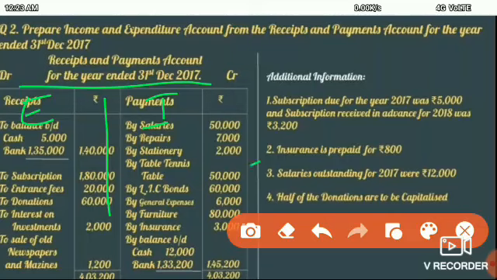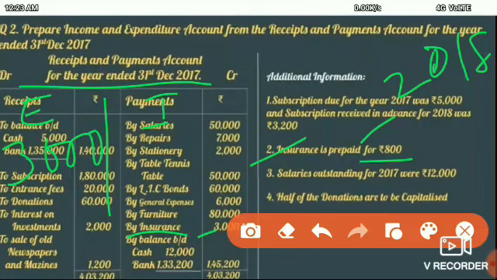Here we have insurance, which is an expense. Insurance will be shown on the expenditure side as "by insurance". It will be shown here as insurance of 3,000 rupees, which was paid in cash during the year. Out of this 3,000 rupees, the information given to us is that 800 rupees is prepaid insurance. Prepaid means it is an advance insurance which belongs to the next year, for example, 2018.